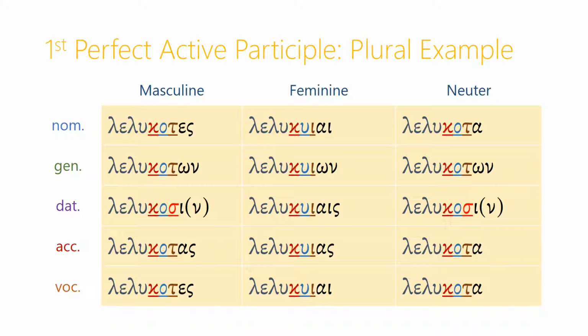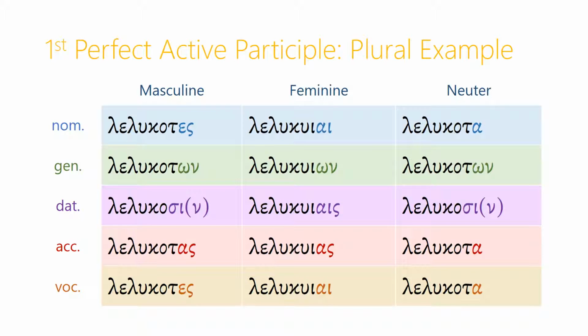The two places that we want to be careful of are in the dative plural for the masculine and the neuter. The dative plural third declension ending, of course, is si or sin, and when that is added after the kot and the tau voice indicator, that tau drops out, and so we just get, instead of kotsi, we get kosi. And so we have lelukosi as the masculine dative plural, and lelukosi as the neuter dative plural.